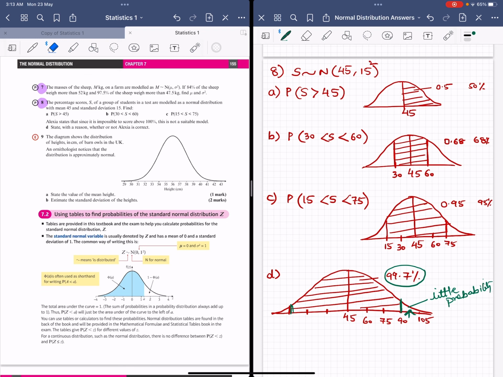Though the probability is little, it is not impossible. Therefore, Alexia is incorrect in her statement. Alexia is incorrect.